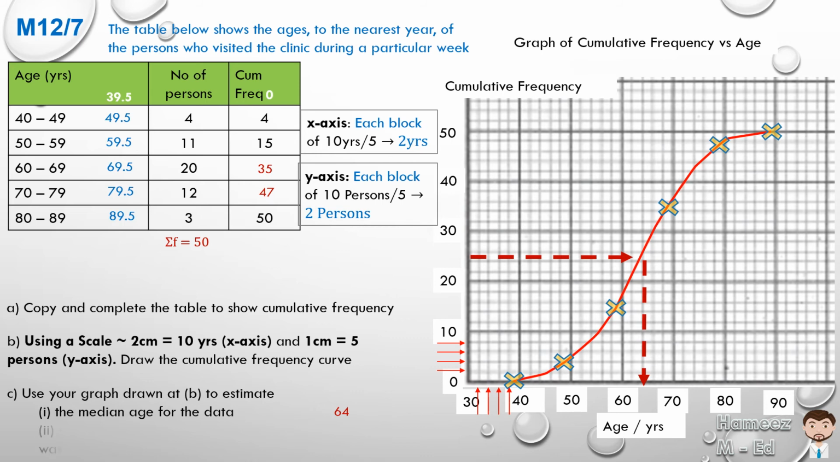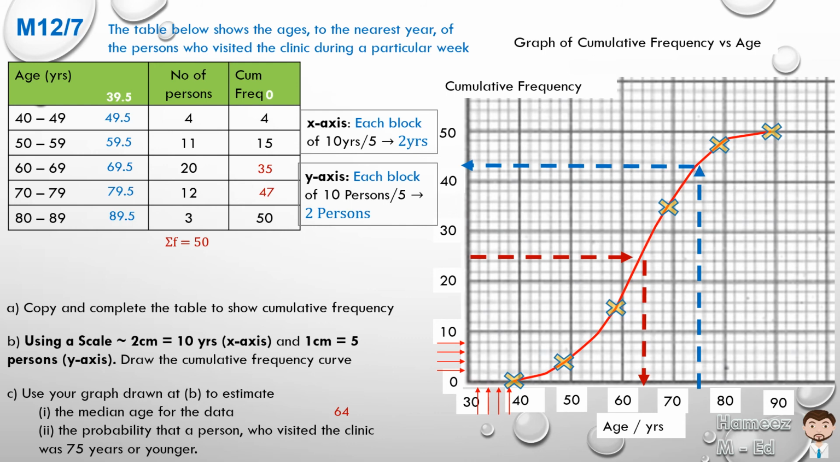And similarly now for part 2, what is the probability that a person who visited the clinic was 75 years or younger? So where would our initial information be? 75 years we will get on the x-axis. So we go to 75 and we plot. I'm using a blue dotted line going up. Where it hits the curve, we now go across, and there we will read off, and that will be our value. However, it's a probability. So it means we're taking our value and putting it out of the total, which is out of 50.